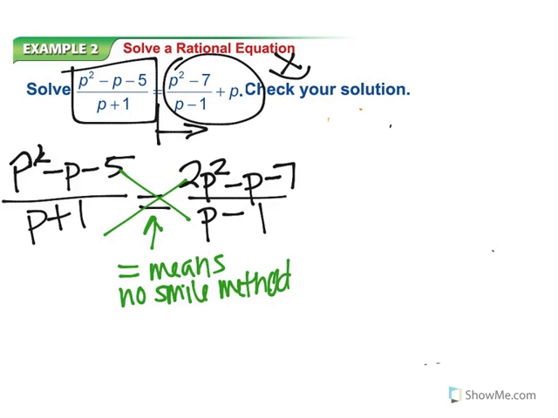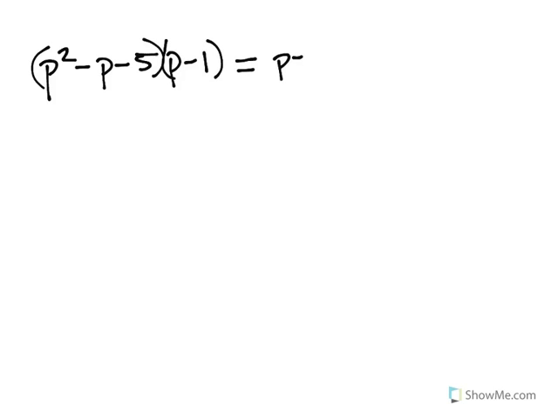Cross multiply only. So we're going to take this factor, p squared minus p minus 5, and we're going to multiply. Actually, let me put this on a different slide so you can see it. So when we cross multiply, first we get p squared minus p minus 5 times p minus 1 is equal to p plus 1 times 2p squared minus p minus 7.